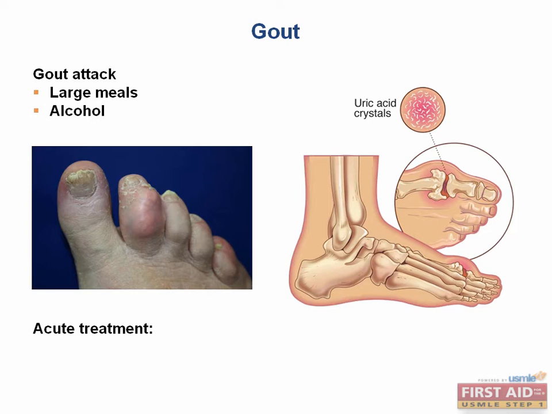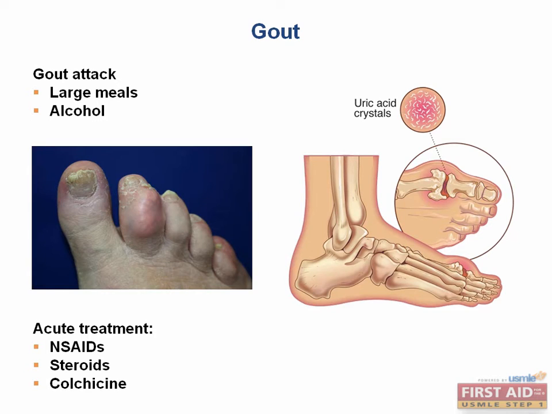What can we do for patients acutely? The goal here is not to try and acutely drop the serum uric acid level. The goal is to control their pain and inflammation. What drugs work for this? Think NSAIDs, steroids, and sometimes colchicine.